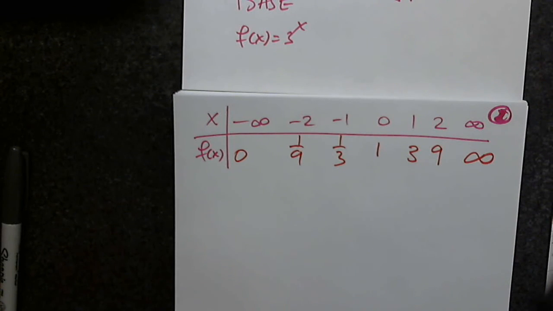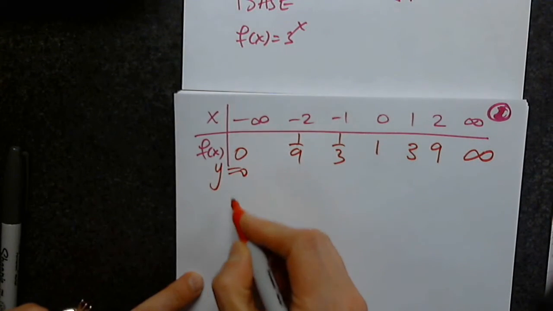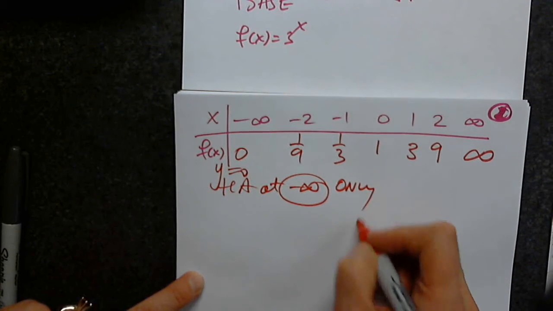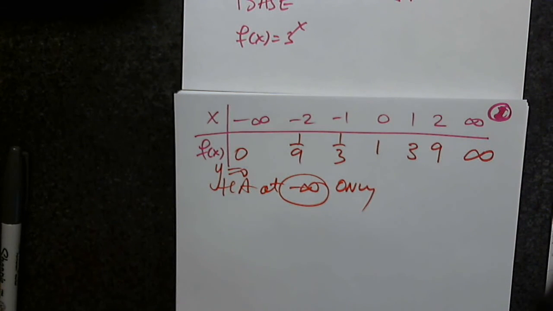And we learned in the previous chapter: as x approaches negative infinity, the function values get closer and closer to 0. What does that mean? Exactly. y equals 0, a horizontal asymptote at negative infinity only, because on the other side, it blows up. It goes to positive infinity.